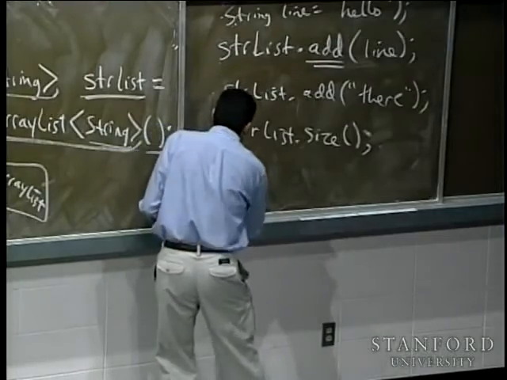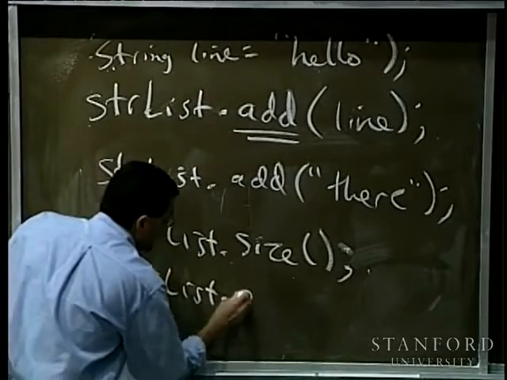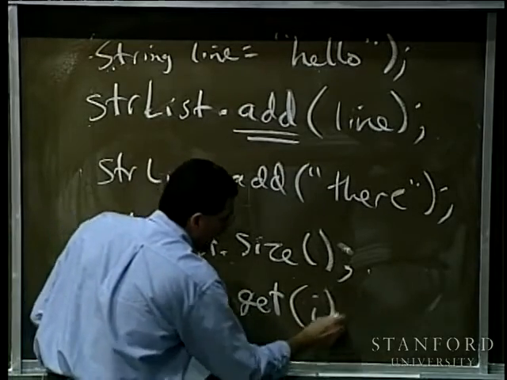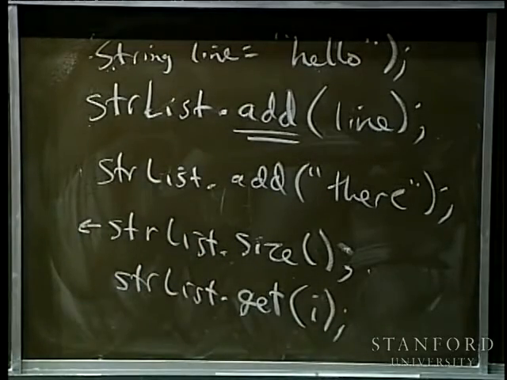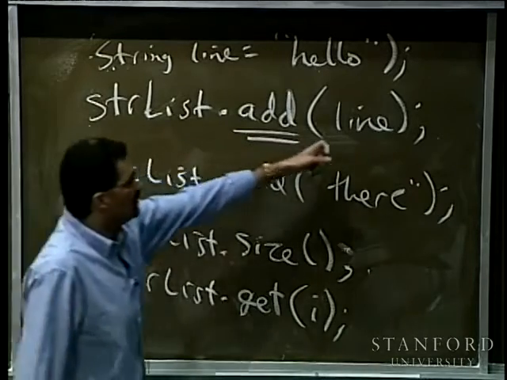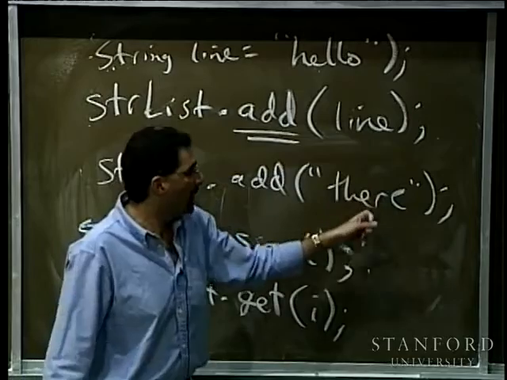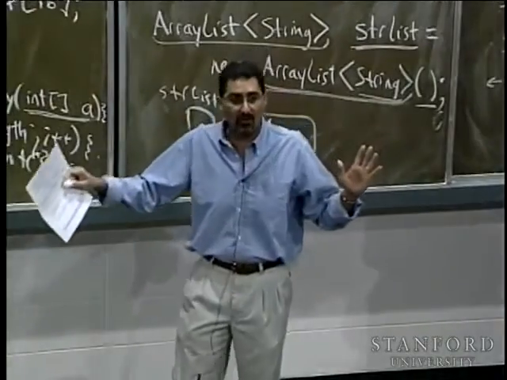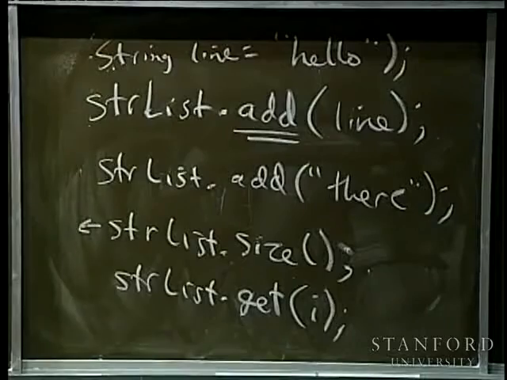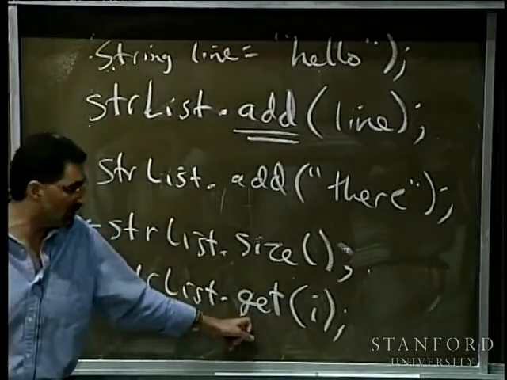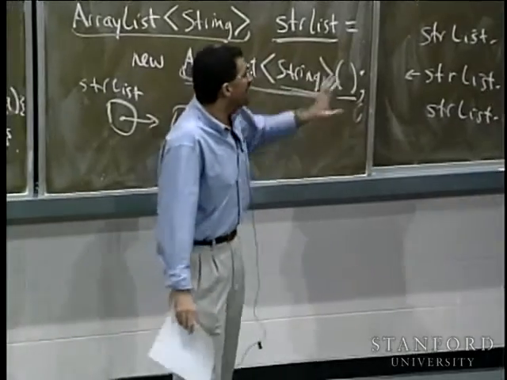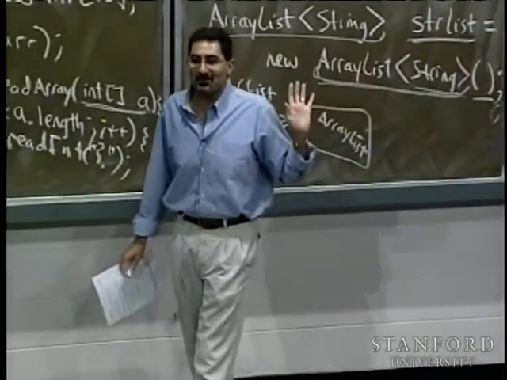What you say is str list dot get. So there is like getter, much like there's a setter, and you pass it an index i. And so what this says is get the element at the ith position. So if I've added line here, which is hello, that's position 0. When I add there, that's position 1. You can think of it as an array that's just dynamically growing as I add more stuff to the end. And the way I refer to the individual elements is with get, and I still specify an index that starts from 0.